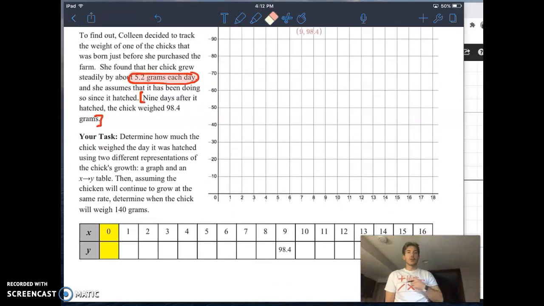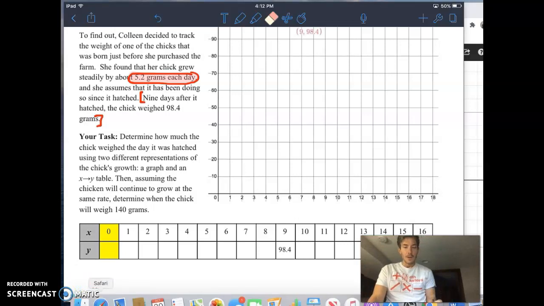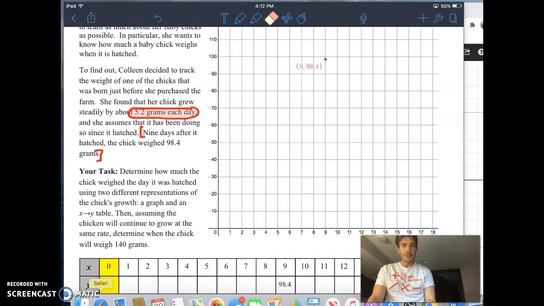We're going to determine how much the chick weighed the day it was hatched using two different representations of the growth. We're going to talk about the graphical representation, but then we're going to talk about the table representation. We're going to talk about pros and cons of each. We're going to talk about limitations, and then we're going to move on, maybe using something a little bit more advantageous. So here's the way I would start, okay?